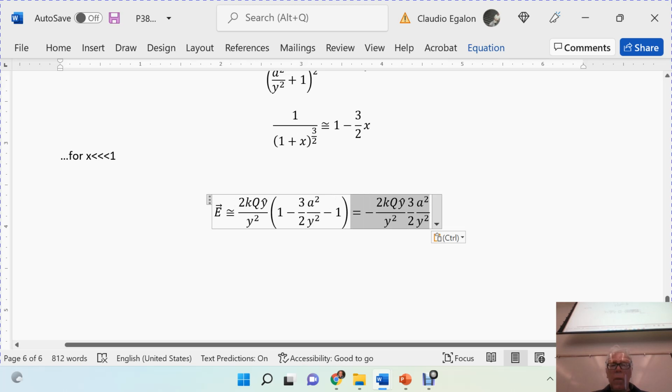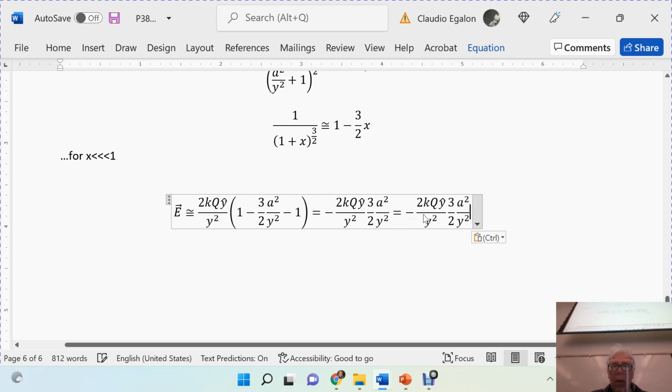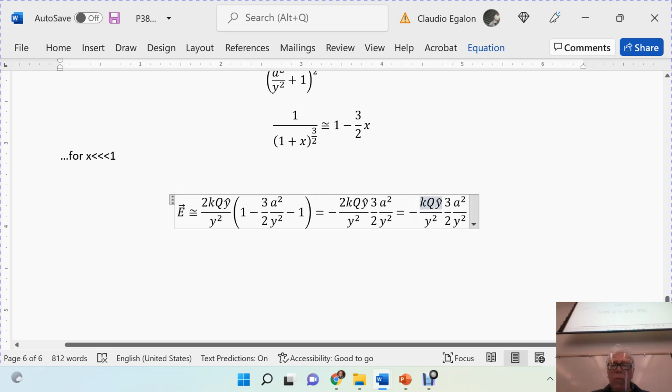Okay, so here you go. Let's finish. This 2 cancels out this 2. This y square combines with this square, becomes fourth power. Yeah, I cancel out this one here, this 2 here.